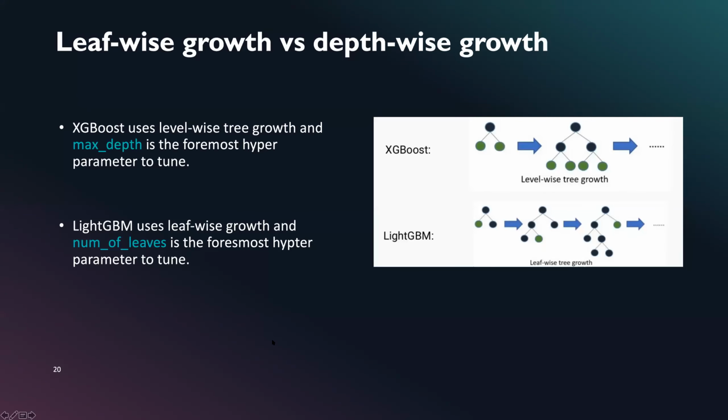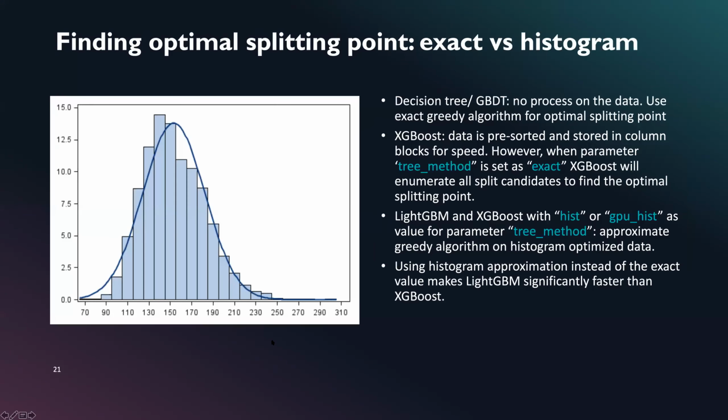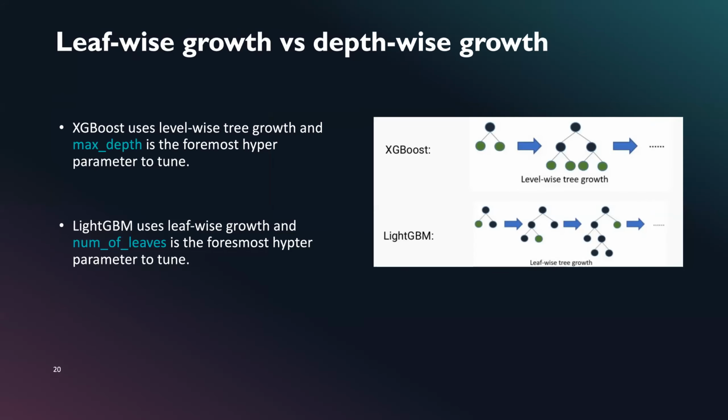Oh, go back to the previous slide. I forgot to mention one thing. Because of this difference, for XGBoost, the very first parameter we like to tune is the max depth. But for LightGBM, we would like to tune the model starting from the number of leaves, just because both have the biggest impact on the decision trees' complexity.